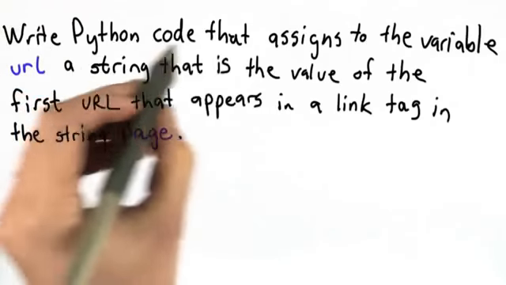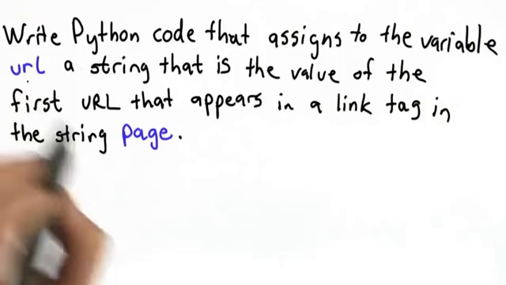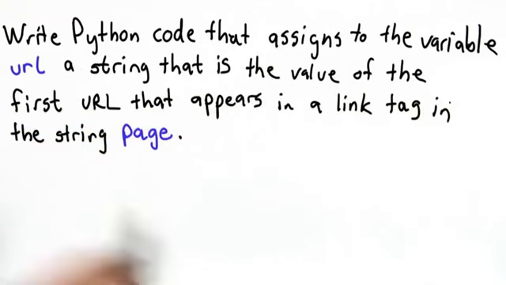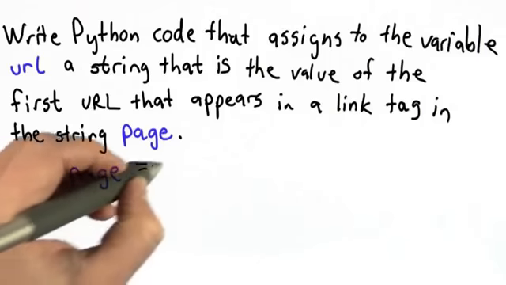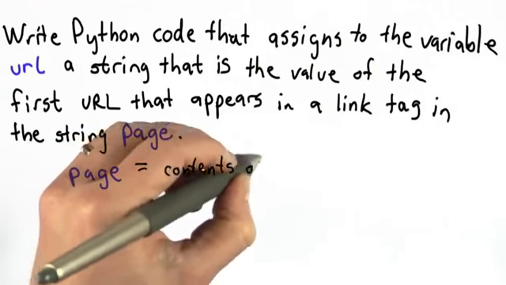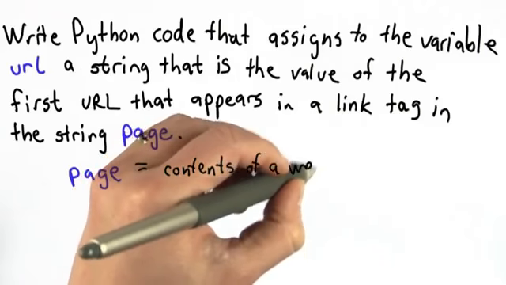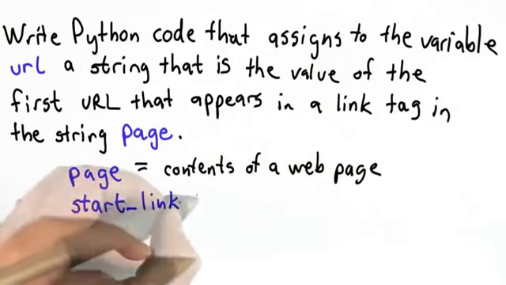So to be specific, here's the quiz. Your goal is to write Python code that assigns to the variable url, all lowercase letters, a string that is the value of the first URL found on the page in a link tag. So you should assume that we have the variable page that's already initialized to the contents of the page. And in your browser, this will be initialized to the contents of an example page. From the previous quiz, we also have the value of start_link already worked out.